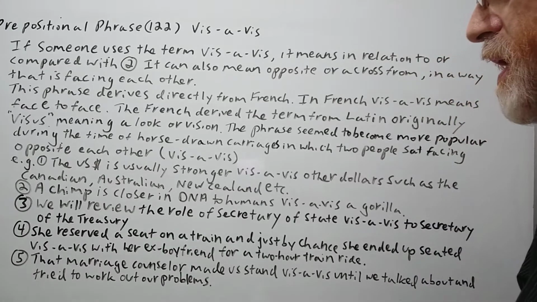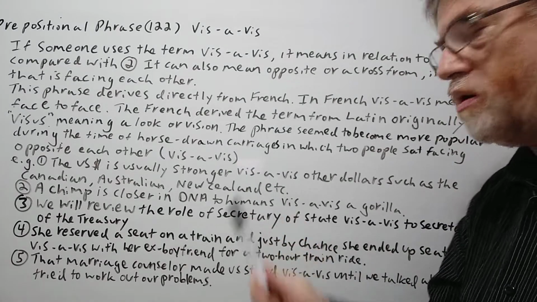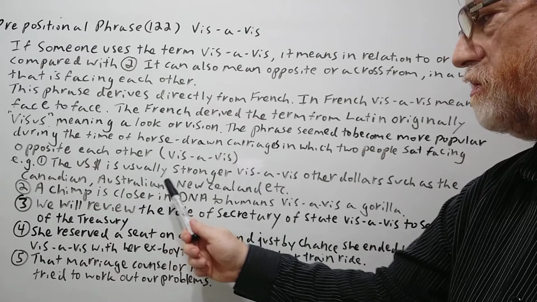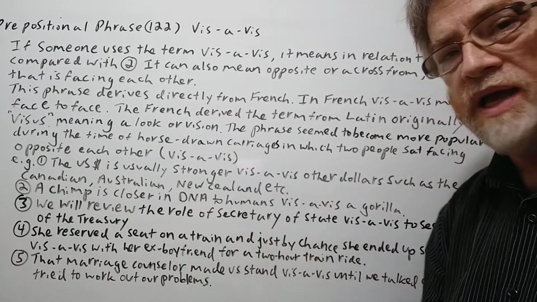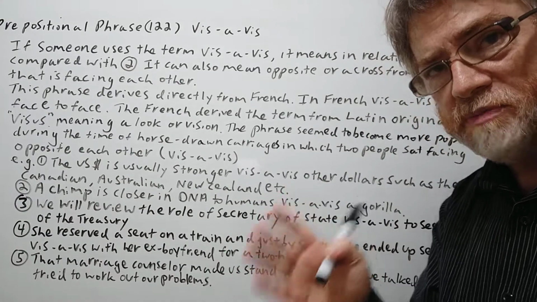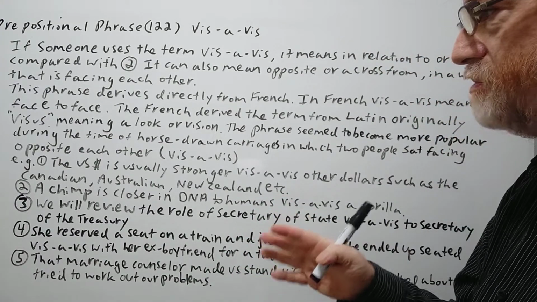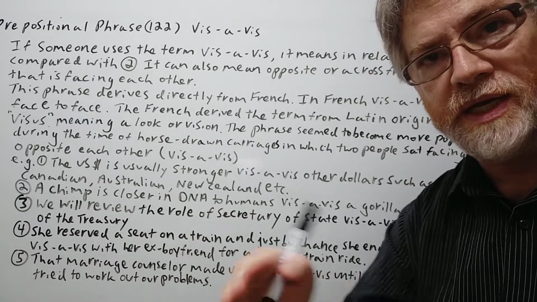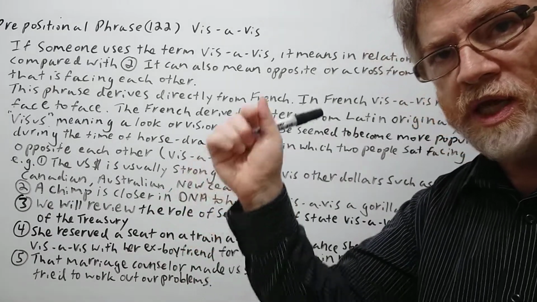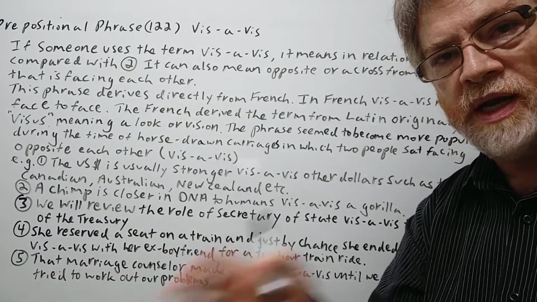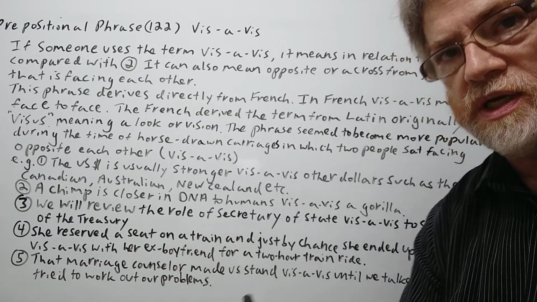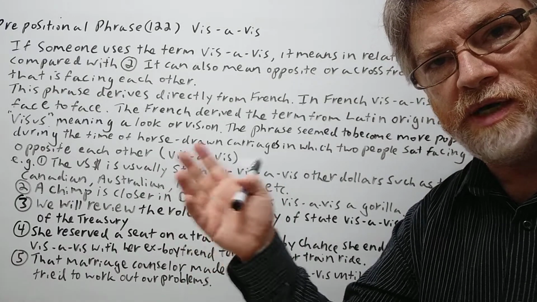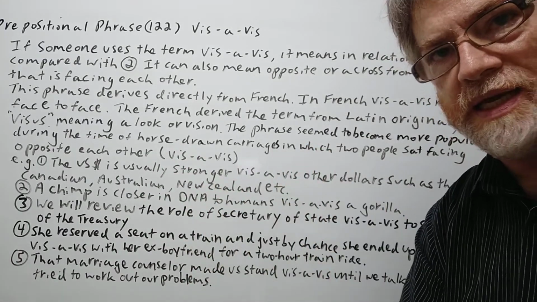Here's the first one. The US dollar is usually stronger vis-a-vis other dollars, such as the Canadian, Australian, New Zealand, etc. Sometimes there is a small exception to it. I've seen a few times where the Canadian dollar surpassed the US dollar. I've even seen the Australian dollar for a very short time surpass the US dollar. But if you average it out, most of the time, all of these dollars are usually about 20 or 30% less than the US dollar.